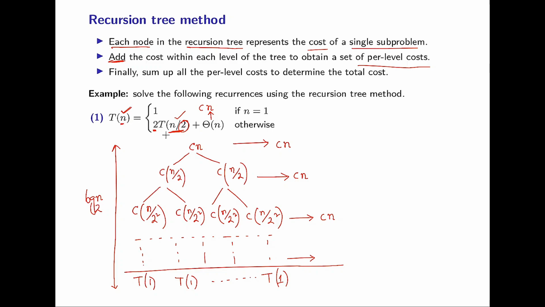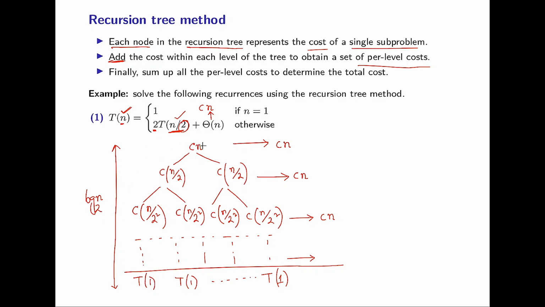Like n, then n by 2, then n by 2 square, like that it will go up to n by 2 to the power k. So that should be equal to 1. Then n by 2 to the power k equals 1. So what will be the value of k? k will be equal to log n base 2. But in simple terms, if this problem size n is getting reduced every time by a factor 2, then we can write log n base 2. So if you see here it is 2, so here the base is 2.